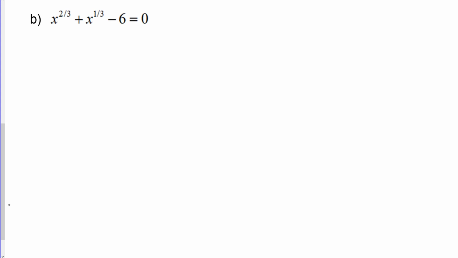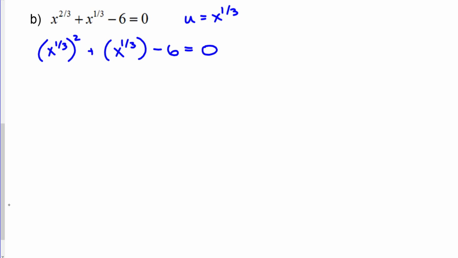x to the 2/3 plus x to the 1/3 minus 6 equals 0. In this situation, if I choose u to be x to the 1/3 power, this should work out because I can express x to the 2/3 as x to the 1/3 squared, because 2 times 1/3 is 2/3. And x to the 1/3 I'll leave alone, minus 6 equals 0. So x to the 1/3 changes into u, so this becomes u squared plus u minus 6 equals 0.